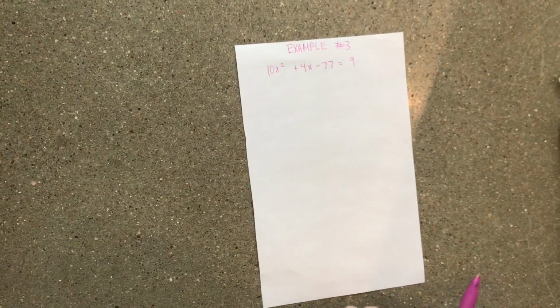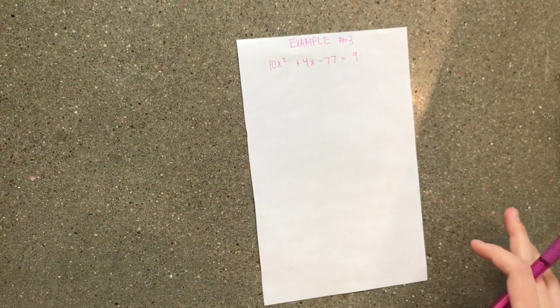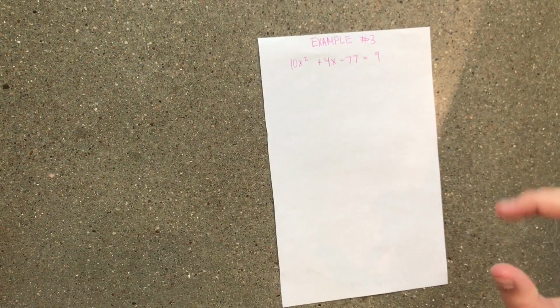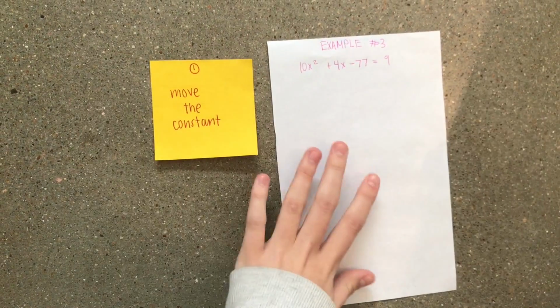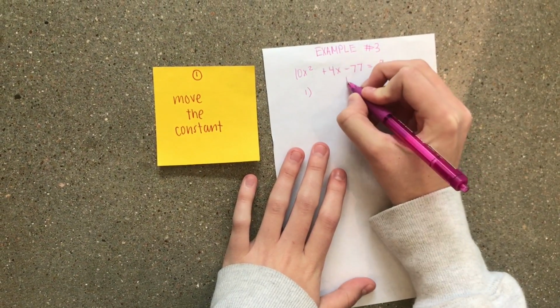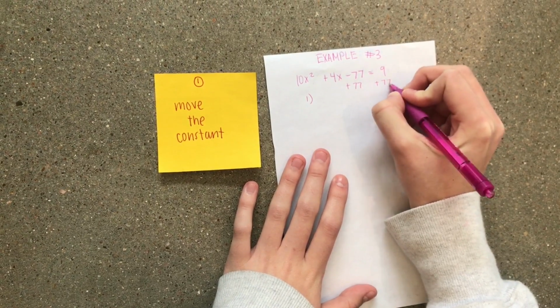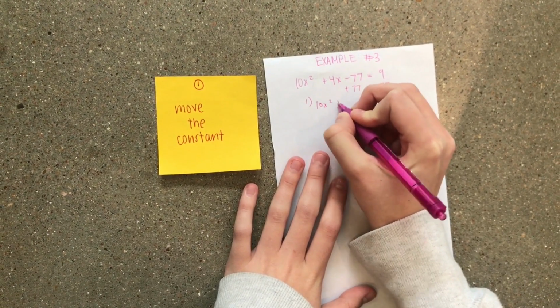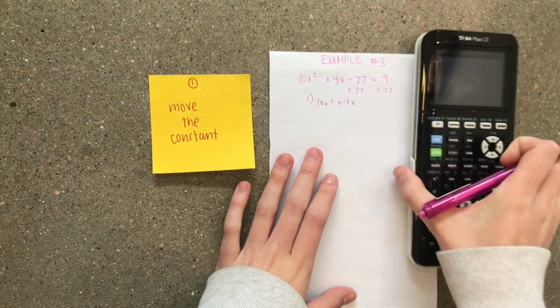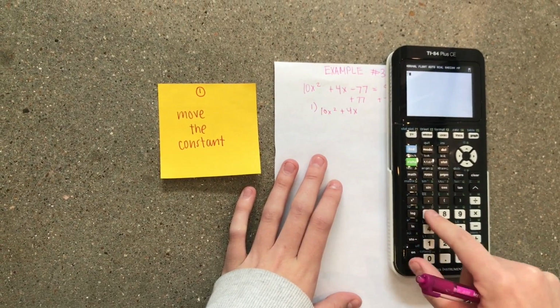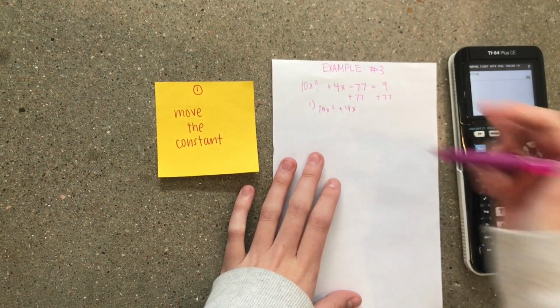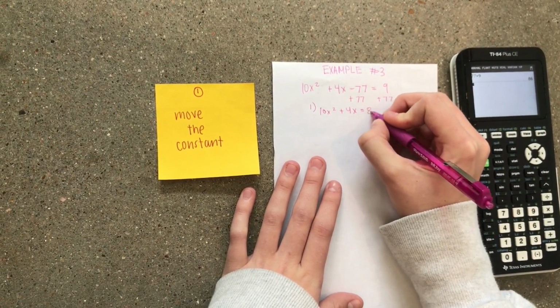So for our example 3, it's a little more complicated, but we're going to start with the equation 10x squared plus 4x minus 77 equals 9. For step 1, we're going to be moving the constant to the other side. We're just going to be adding 77 to both sides, and we get 10x squared plus 4x equals 77 plus 9. So 10x squared plus 4x equals 86.